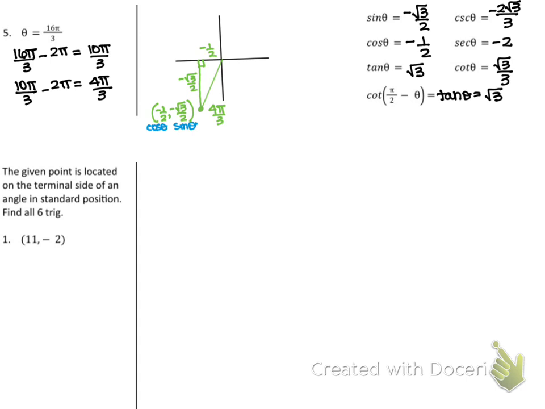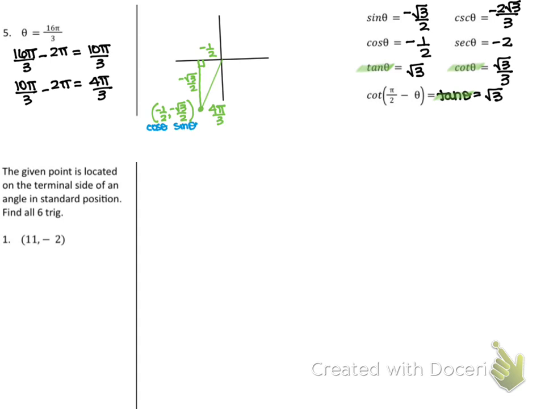Remember, the 2's are going to cancel, so I'm going to end up with negative root 3 over negative 1, which is just root 3. And then cotangent is going to be the reciprocal, so 1 over root 3 rationalized. And then cotangent is the complementary cofunction for tangent. Okay, let's check our quadrants. ASTC, we're in the T quadrant, which means tangent and cotangent have to be positive. Everybody else is negative.